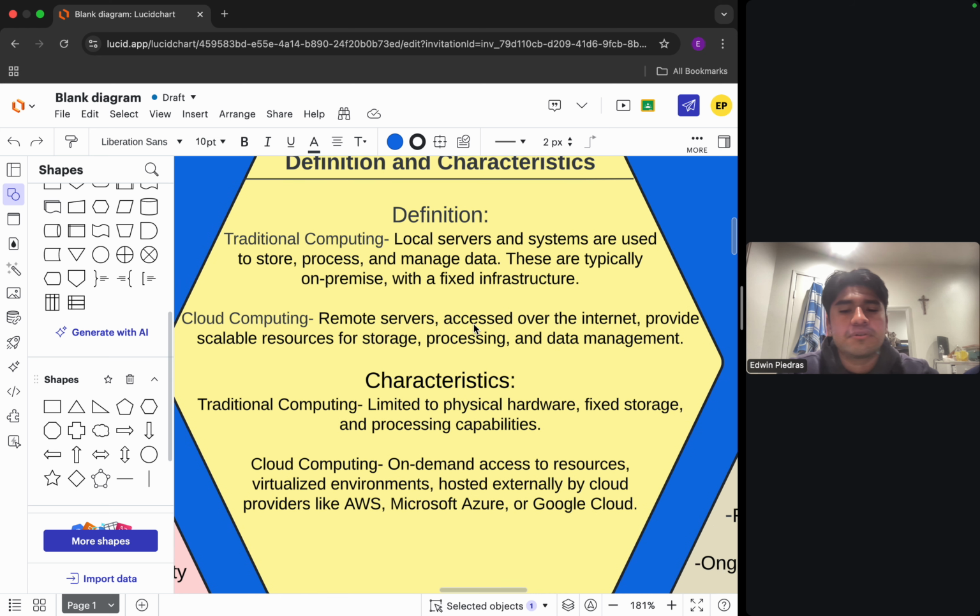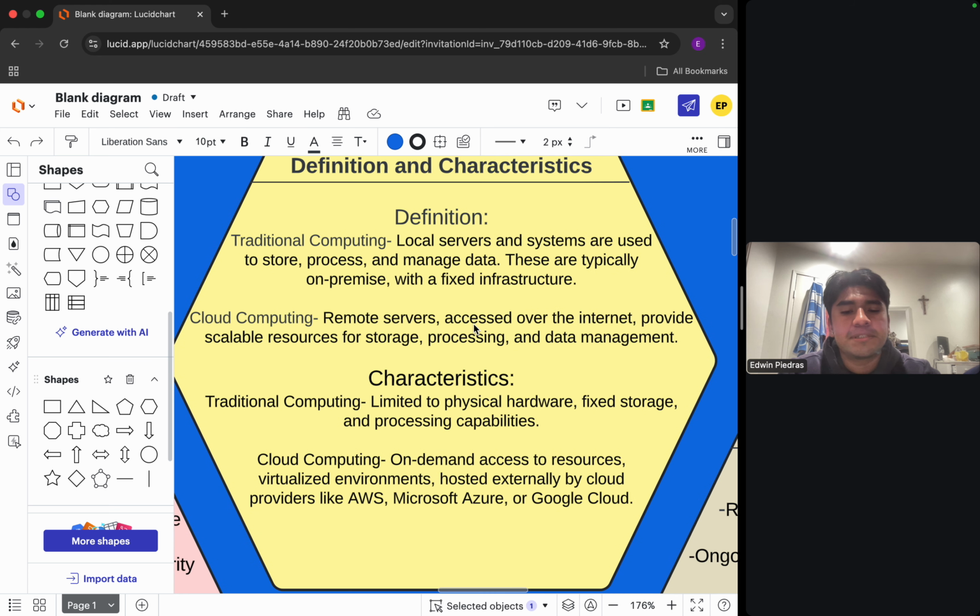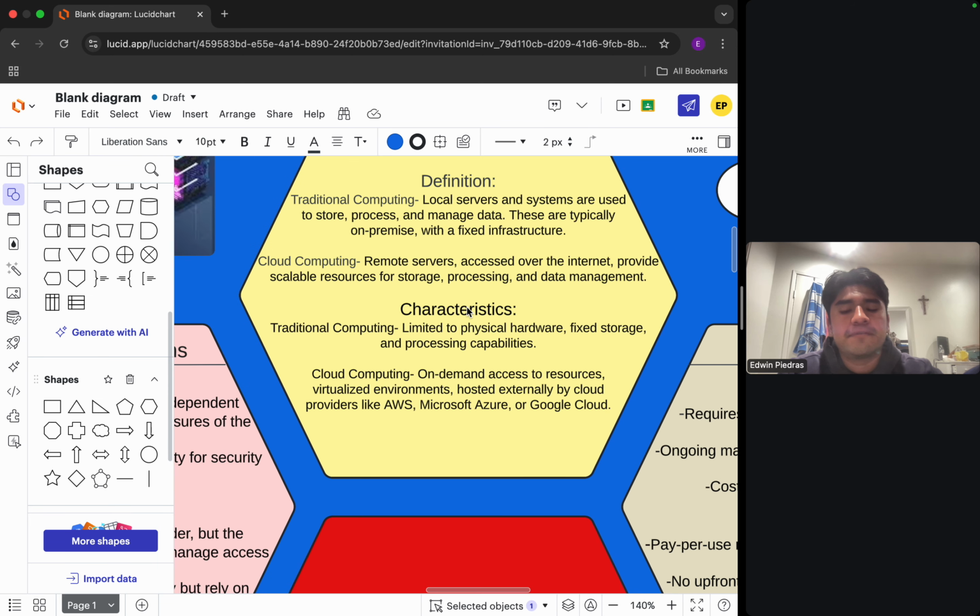So for traditional computing, it's basically local servers that store, process, and manage data. While for cloud computing, it's remote servers through the internet that provide scalable resources for storage, processing, and data management.